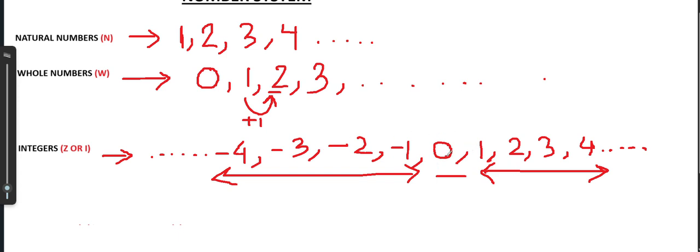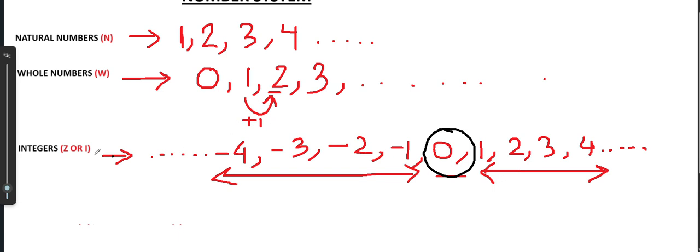Let's talk about the 0 over here. The 0 is neither a positive number nor a negative number. You cannot put a positive sign in front of a 0, nor can you put a negative sign in front of a 0. Thereby, it is called a neutral number.